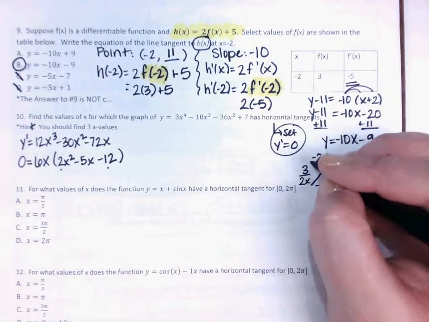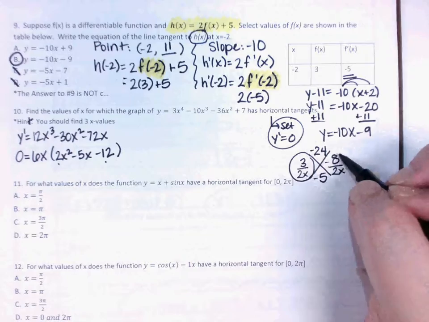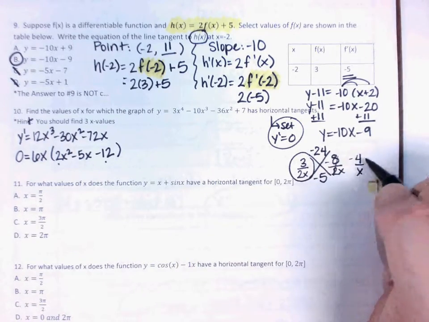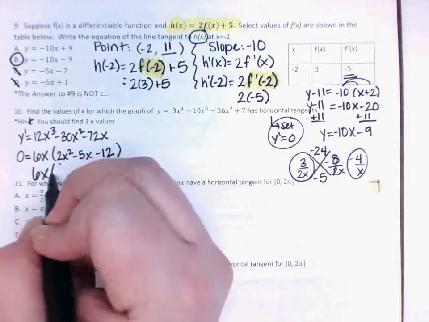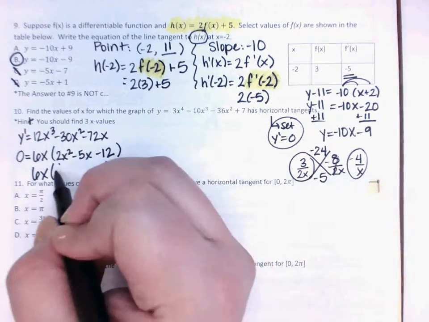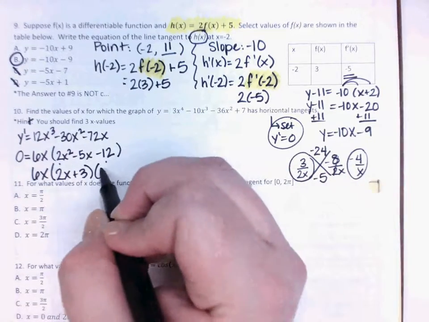Okay, 3 will not reduce over 2x, but 8 will. What's 8 divided by 2? Negative 4 over x. So my factors are 6x in the front, 2x plus 3, and then x minus 4. Good?